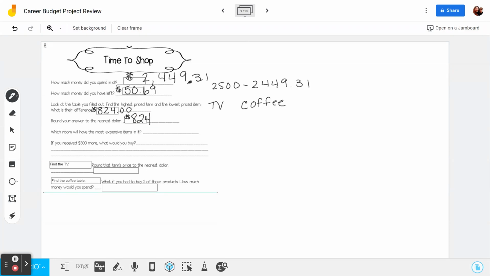What room will have the most expensive family room? You guys get to pick. Since the most expensive item is a TV, you might say the family room, you might say the bedroom, whatever. If you got an extra $500, what would you buy? That's up to you. So these two right here are really your personal opinions. Then it asks you to identify the TV and round that item's price to the nearest dollar. So when you do that, you're going to get $900.